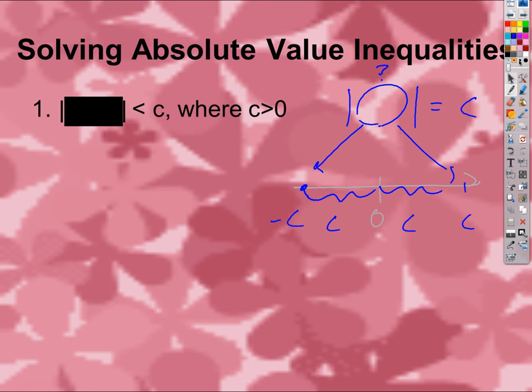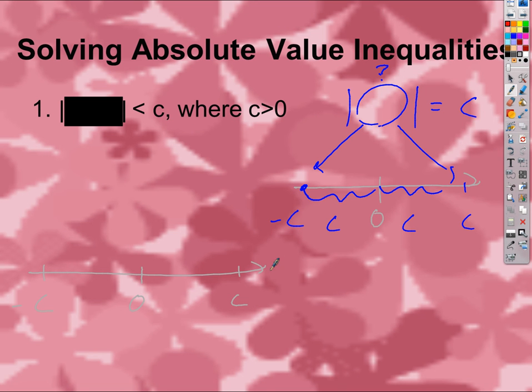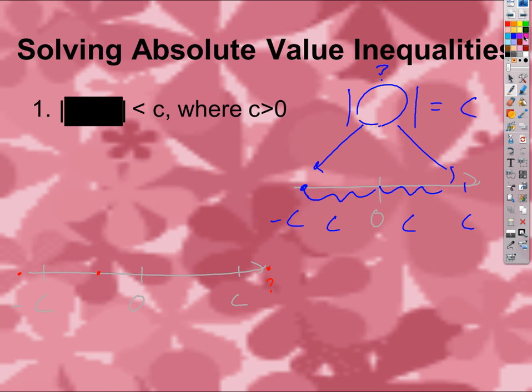If here's my number line, there's 0, there's negative c, and there's positive c. If I had to graph this then, the numbers that are inside the absolute value bars, where would they go? If they're less than c away from 0, are they there? Would that work? No, that's too far away. That's a distance that's greater than c away from 0. Would it work right there? No, that's not going to work either, is it? Would it work right there? That would work, wouldn't it? Let's make that green. That one worked.